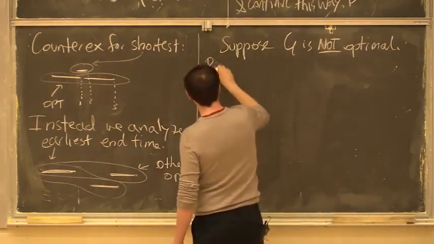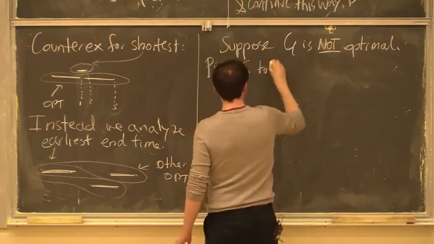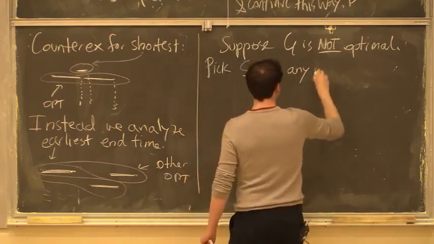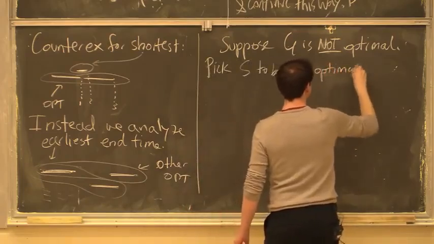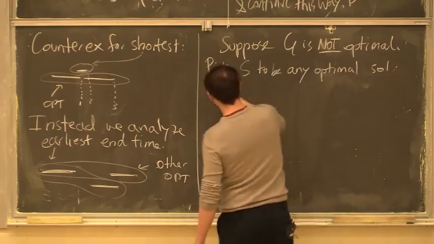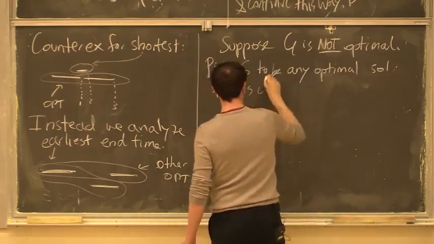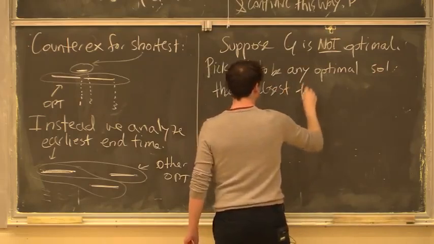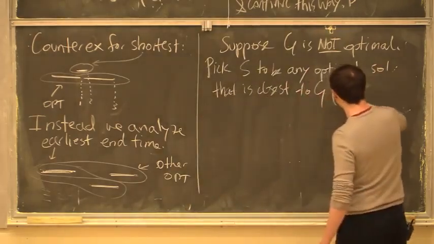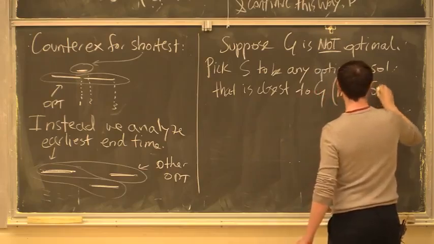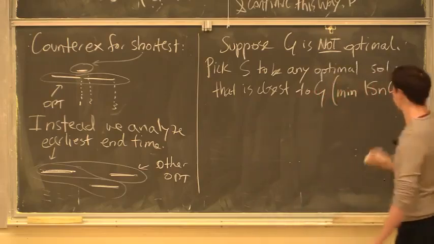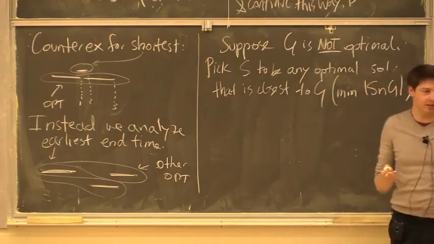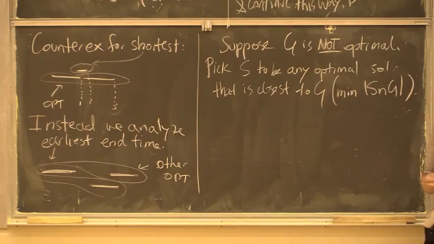Then pick S to be any optimal solution that, however, is closest to G. What does closest mean? It minimizes their intersection. Both of these are sets of intervals. Among all the optimal solutions, all of them will have some well-defined intersection with G. Pick any of the optimal ones that has the smallest intersection with G. Okay?